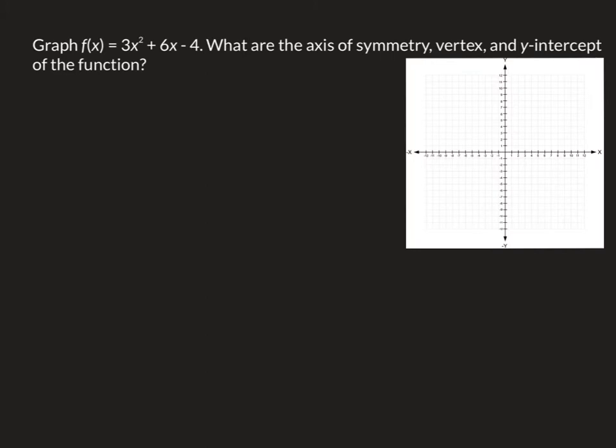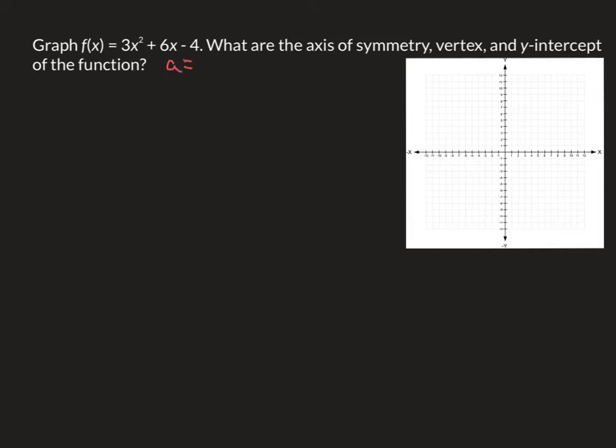In this example, we want to graph the function f of x equals 3x squared plus 6x minus 4. We're also going to give some information about it that will actually help us do that graphing. So we want to name the axis of symmetry, the vertex, and the y-intercept as well. Before we do that, I want to identify the values of a, b, and c.